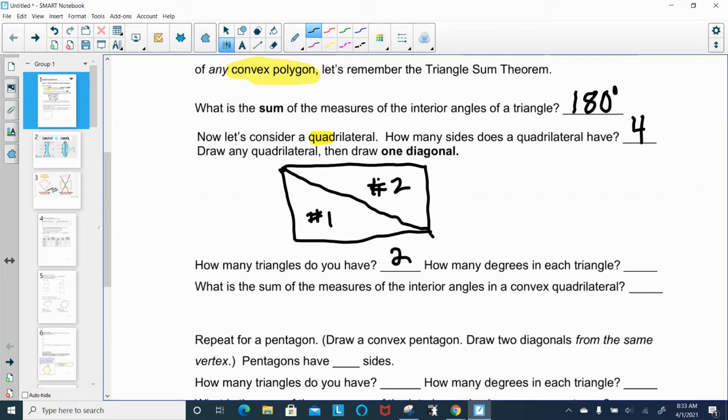How many degrees in each one of those? 180. So what is the sum of the measures of the interior angles in a convex quadrilateral? Well, that would be 180 plus 180 is 360. Now you guys might be wondering, that's just like a circle. And you're right. A quadrilateral does have the same number of degrees inside that a circle has. It's kind of cool.